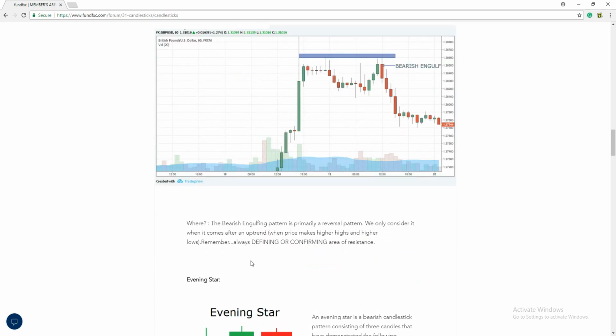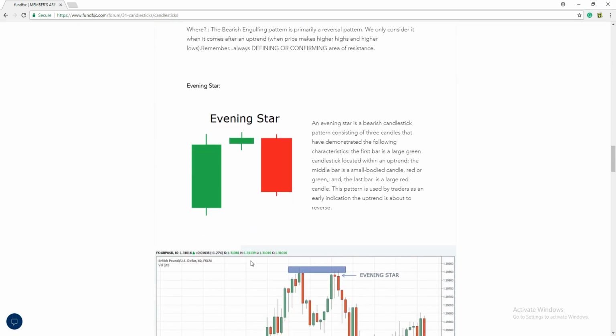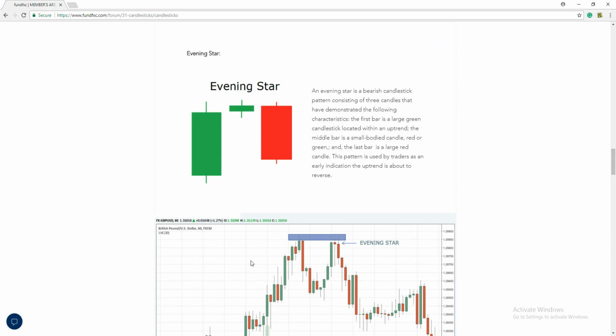On to the next candlestick structure, which is what we call stars. First of all, we have an evening star. Just as the sun goes up, the sun also has to come down. Evening, the sun goes down. What does that mean? That is a bearish confirmation of a bearish trend that's about to start.